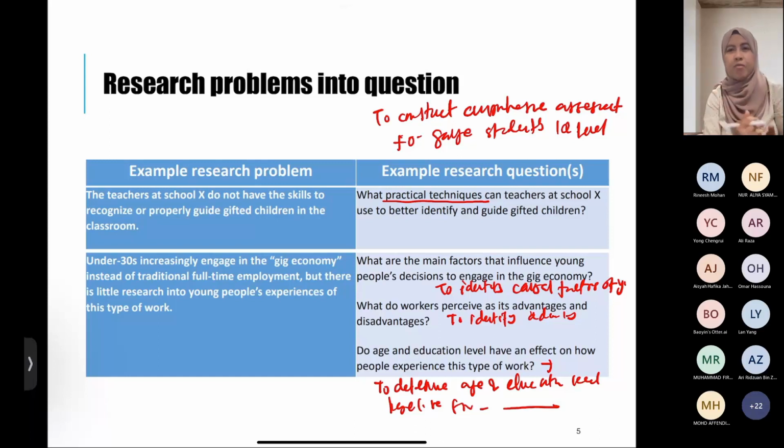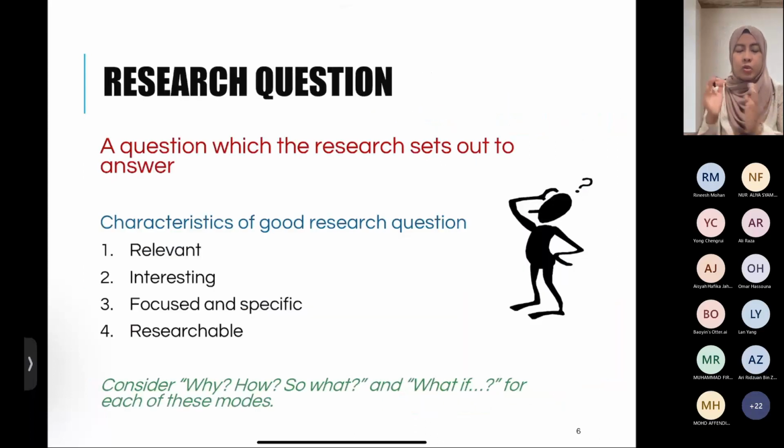and it must be in line. The most important thing, it must be in line. Don't create something research question, but the objective is something else. That's not in line, does not even match. Okay. All right. A research question is the question that being set out to answer, and the good research question, it must be relevant. It must be relevant.